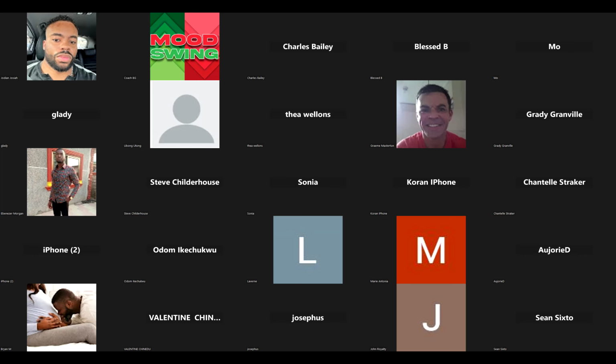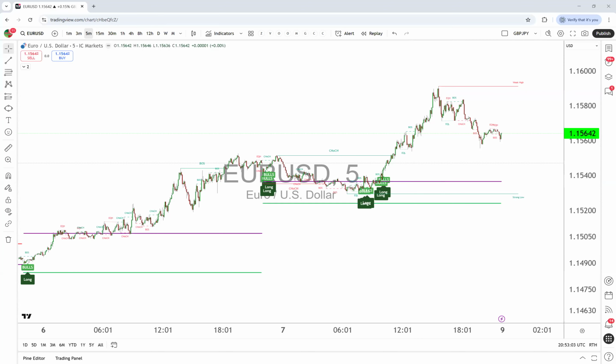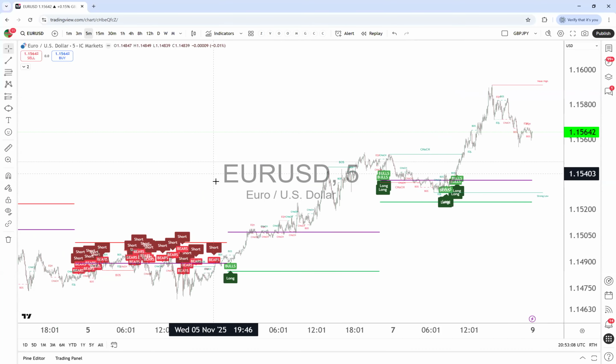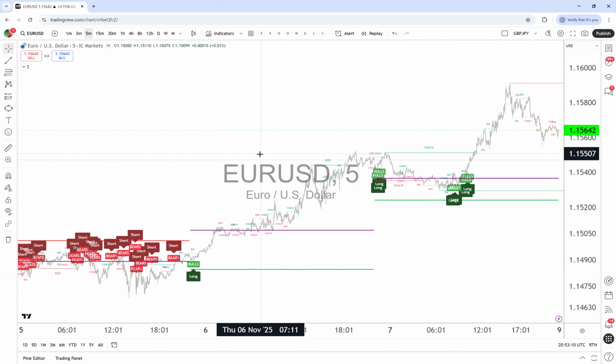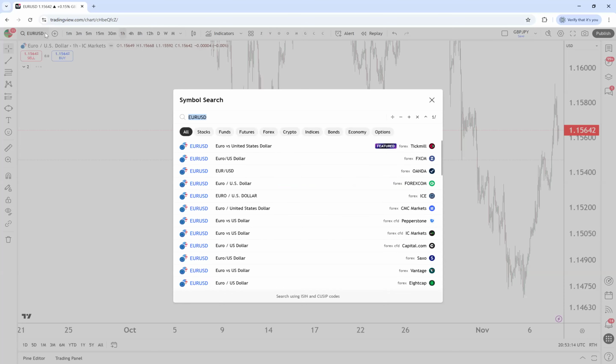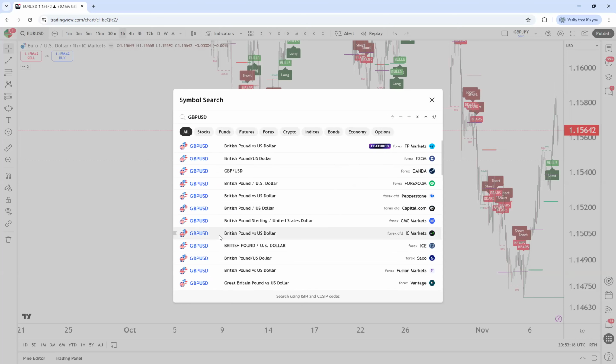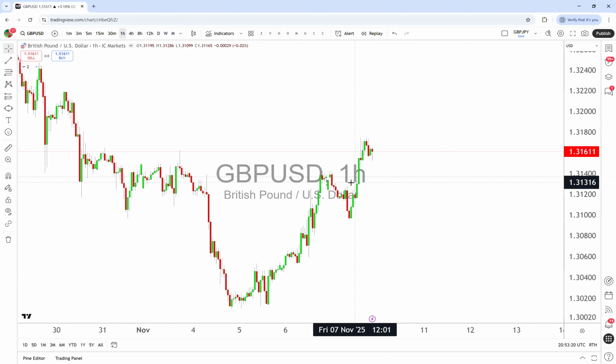Absolutely. So for those who might have come in a little bit late, we're just going to make a little bit of an addition or a change to the mood swing tool. So let me just go back to the GBP USD, for example.